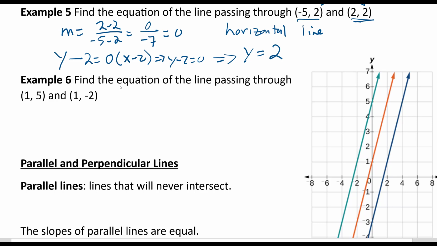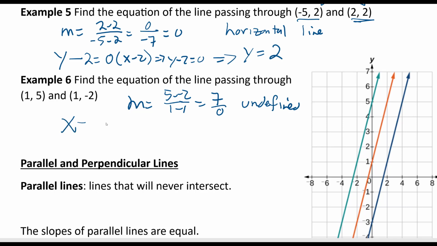And then find the equation of the line passing through (1, 5) and (1, -2). So our slope here is going to be 5 minus -2 over 1 minus 1, or 7 over 0, which is undefined. So as I just said, an undefined slope is going to be a vertical line. There's really no way to write this out with the slope, because we can't write the slope as being undefined. So this would just be x equals 1.